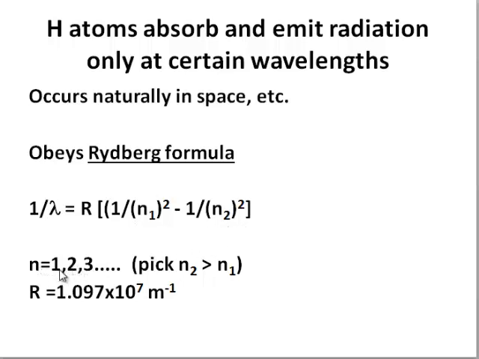n1 and n2 are a pair of natural numbers: 1, 2, 3, 4, etc. So you can, in principle, find one of the wavelengths at which hydrogen emits or absorbs by picking any pair of natural numbers and sticking them in the formula. Now, to avoid getting a negative number, you should always pick n2 greater than n1. Okay, so that's how the formula works.